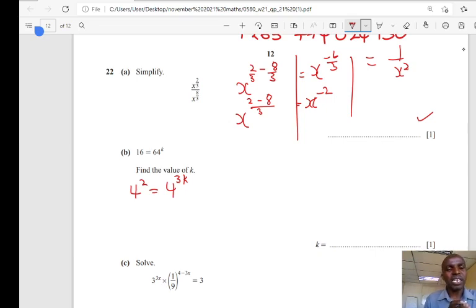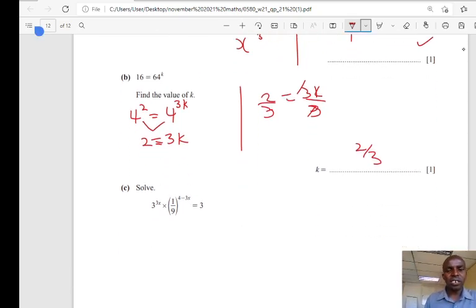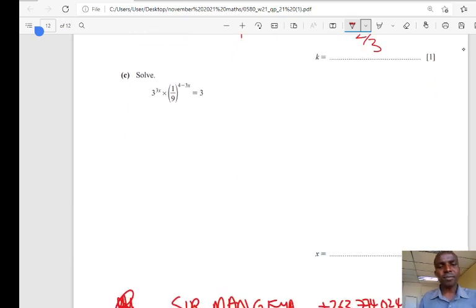You multiply by k. Like this. Then same base, same powers. 2 is equal to 3k. Since 4 is equal to 4, then 2 is equal to 3k. Then after that, you divide by 3 both sides. Then it will be k is equal to 2 over 3. Done. Next, part C.